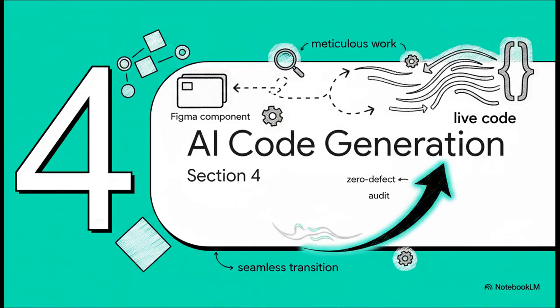All right, Section 4. AI-powered code generation. This is it. This is the part where all that hard work, all that meticulous planning, the token architecture, the code-like properties, that intense audit, it all comes together for the grand finale. This is where we see that seamless, almost magical jump from a perfect Figma component straight into live code.